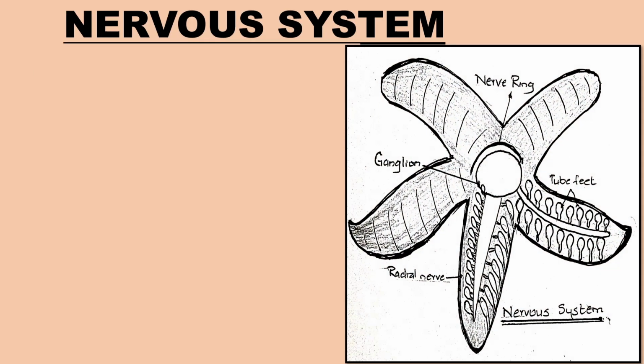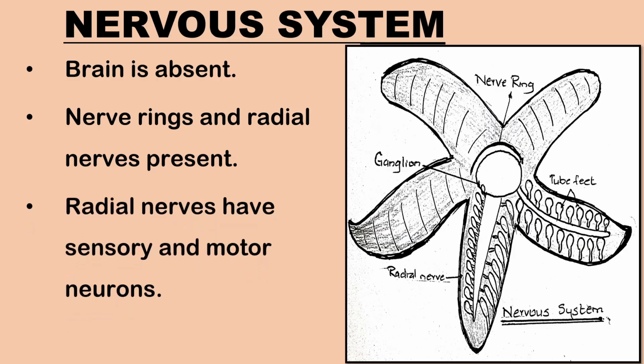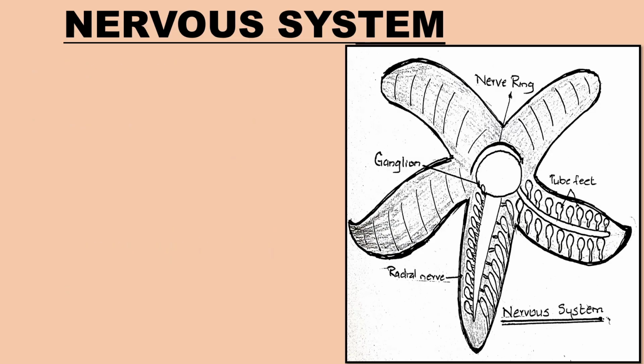Next is the nervous system in starfish. Brain is absent in starfish. Instead, it consists of a nerve ring that encircles the mouth and radial nerves that branch out from the nerve ring and extend into each arm. The radial nerves have sensory and motor neurons.